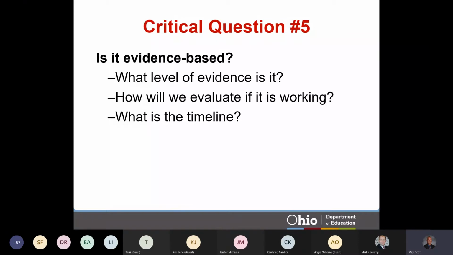In the state of Ohio, we're very lucky to have 4 levels. Level 1 being strong evidence, Level 2 being moderate evidence, Level 3 being promising evidence, and Level 4, where the district has the ability to demonstrate the rationale. And this is all within a logic model or evaluation plan. Two recommendations that I have, if you want to find out those levels of evidence, are the What Works Clearinghouse or the Ohio Evidence-Based Clearinghouse. These are 2 great resources for you as we move forward.